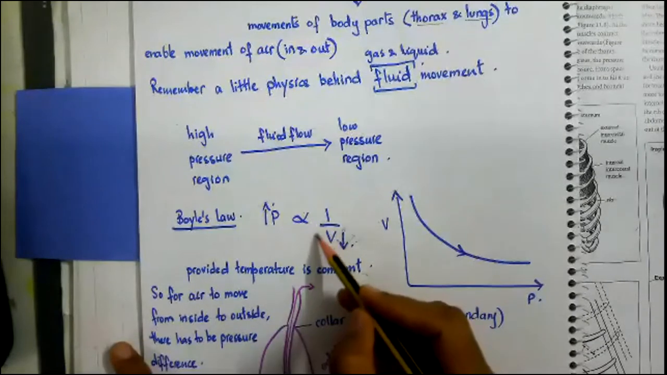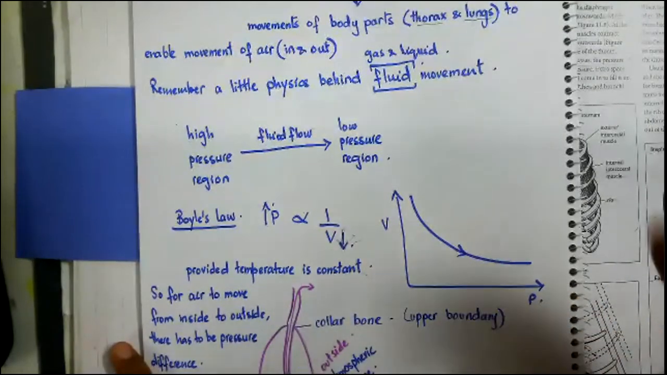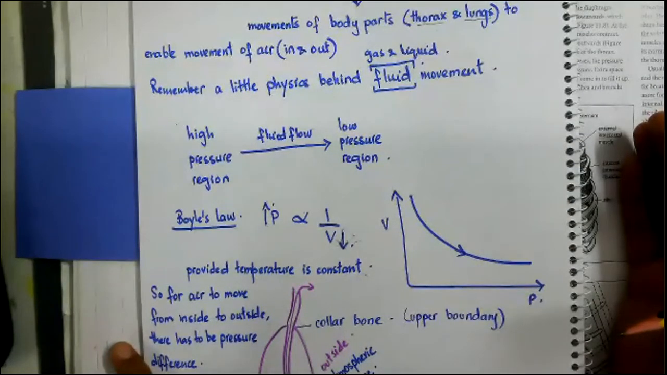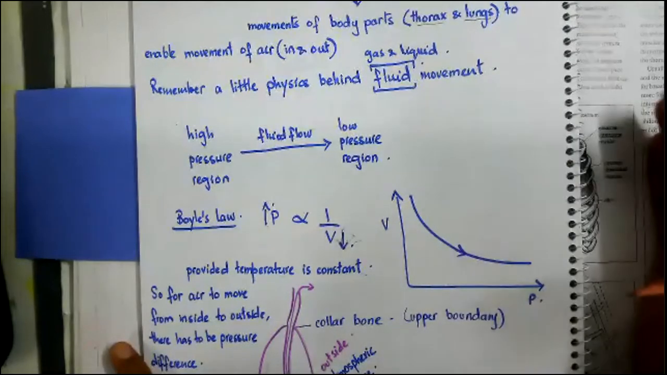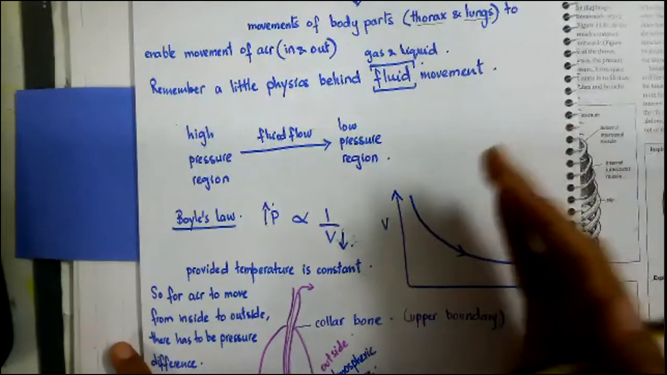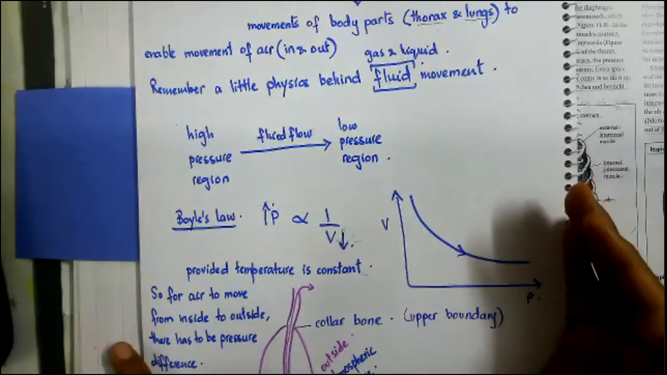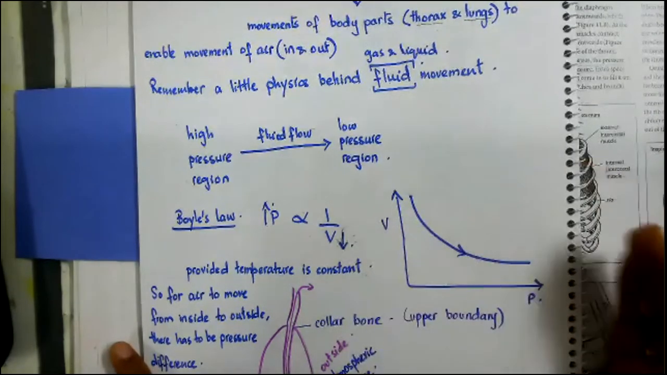So greater the volume, that means greater the area for the molecules to bang against, to bump against. And therefore, the area would be higher, and so pressure would be low. The force would be distributed over a bigger area, and so overall, you would have less pressure. The force would be divided over a bigger area.